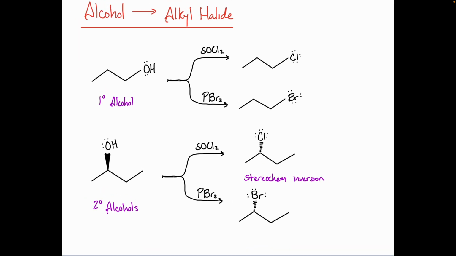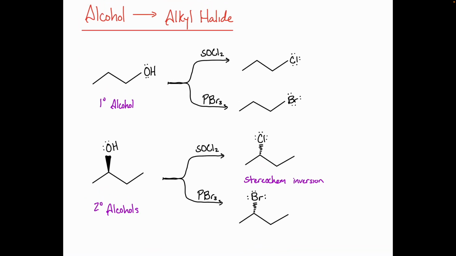So primary alcohols, we can convert them to alkyl halides using these two fancy new reagents. We can do the same thing with secondary alcohols, but if it's a secondary alcohol with a specified stereocenter, I've got to note that there's this stereochemical inversion. Cool.